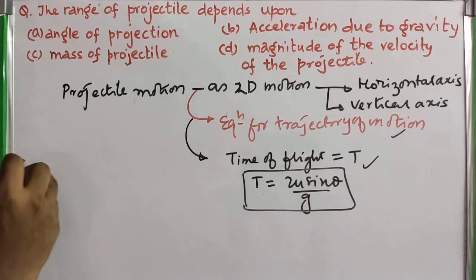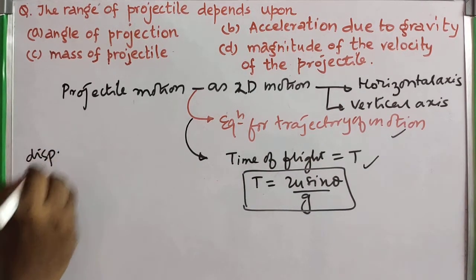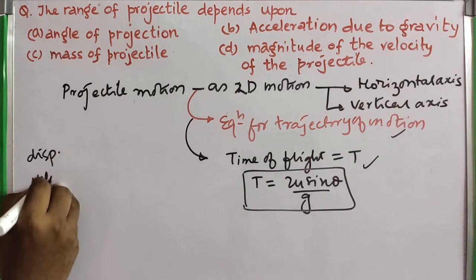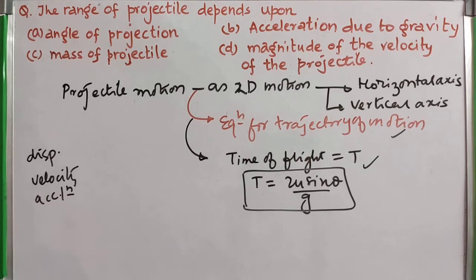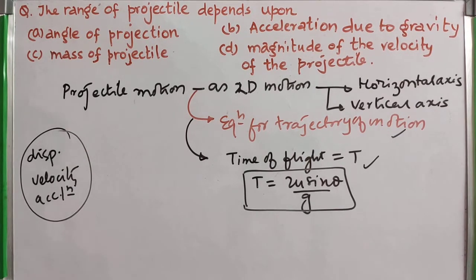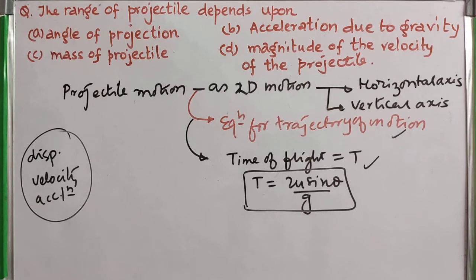Component means, I mean to say, displacement, velocity, acceleration along a certain axis. So when I say components of the y-axis, I mean the displacement along the y-axis, velocity along the y-axis, acceleration along the y-axis. And when I say horizontal components, I mean the displacement along the horizontal axis, that is the x-axis, velocity along the x-axis, and acceleration along the x-axis.